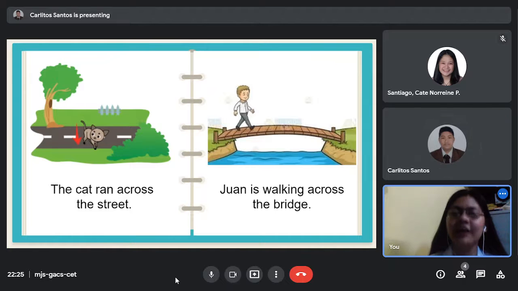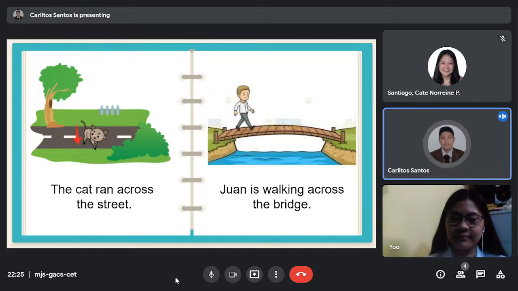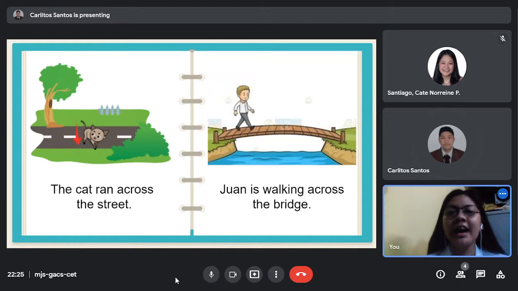May I, ma'am? Okay, go ahead, Mr. Carlitos. The word across. Thank you. And yes, we have here the word across because in the first picture it is said that the cat ran across the street, and in the second picture, Juan is walking across the bridge. But how do we use across in a sentence? Let's have the next slide.